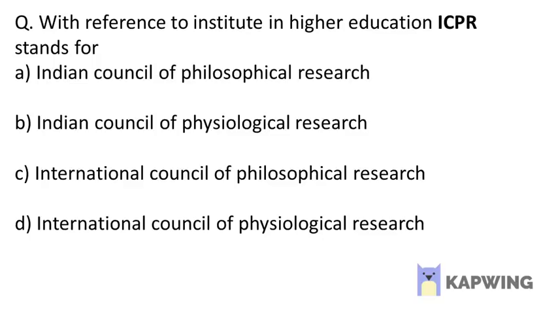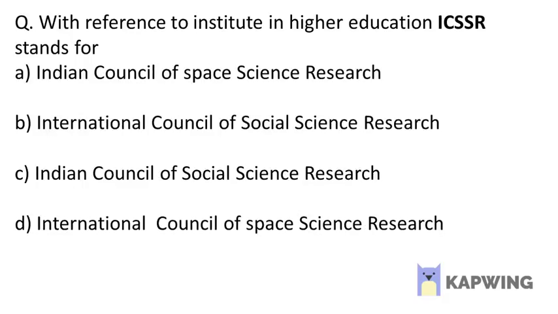With reference to institutes in higher education, ICPR stands for? Option A is Indian Council of Philosophical Research, B is Indian Council of Physiological Research, C is International Council of Philosophical Research, and D is International Council of Physiological Research. So the correct option, friends, for this is A, Indian Council of Philosophical Research. Now moving on to the next question.